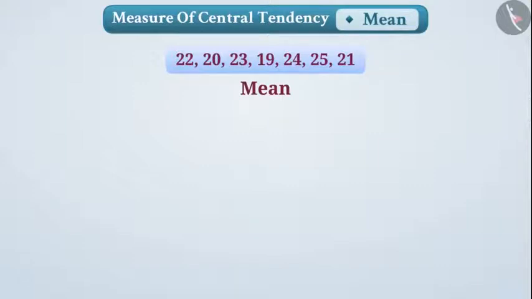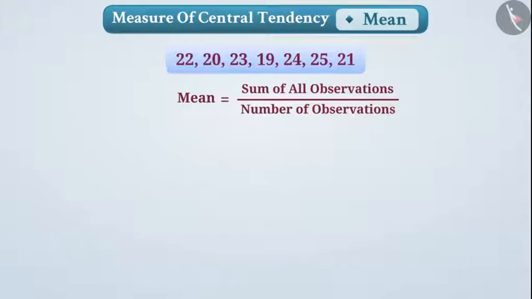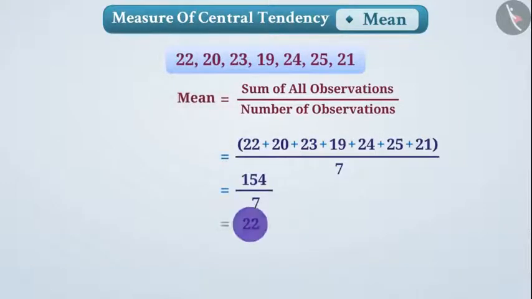We usually know the mean by the name of average. It is also called arithmetic mean. The mean of observations of a group is the number obtained by dividing the sum of all observations by the number of observations. For example, the mean of given data is 22. We represent mean as x bar and read it as x bar.